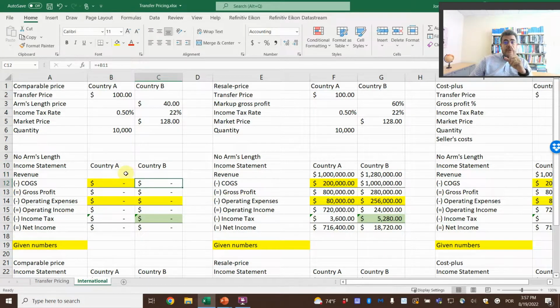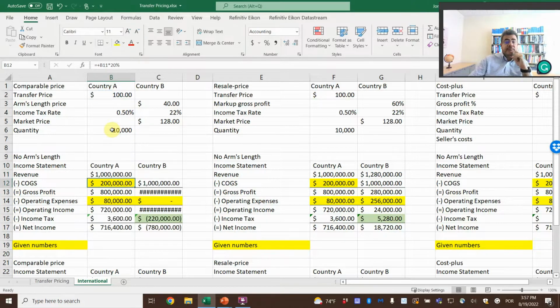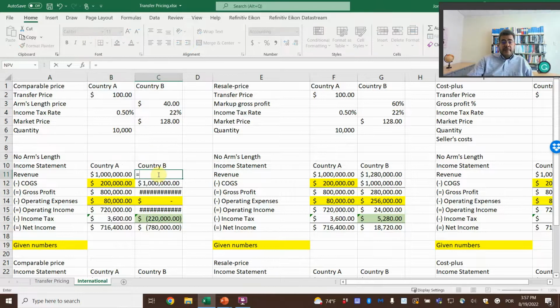Okay, country A is selling to country B. Country A's transfer price is 100 times quantity 10,000, so $1 million, or 1 million in any currency. And then country B resells it for 128.